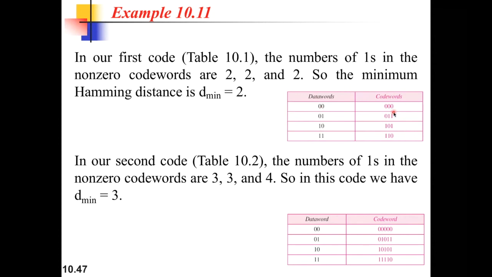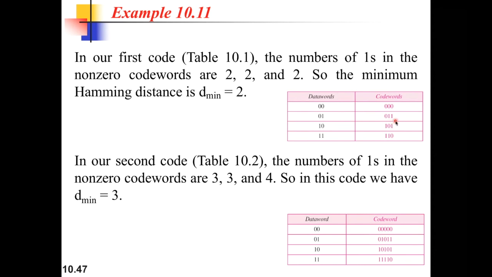In linear block code, you don't need to calculate all the Hamming distances, because I told you this is linear block code, so you don't need to find all the combinations. What you need to do is leave the all zeros. This is all zeros, leave it. We are left with the remaining three code words. Find the minimum number of ones.